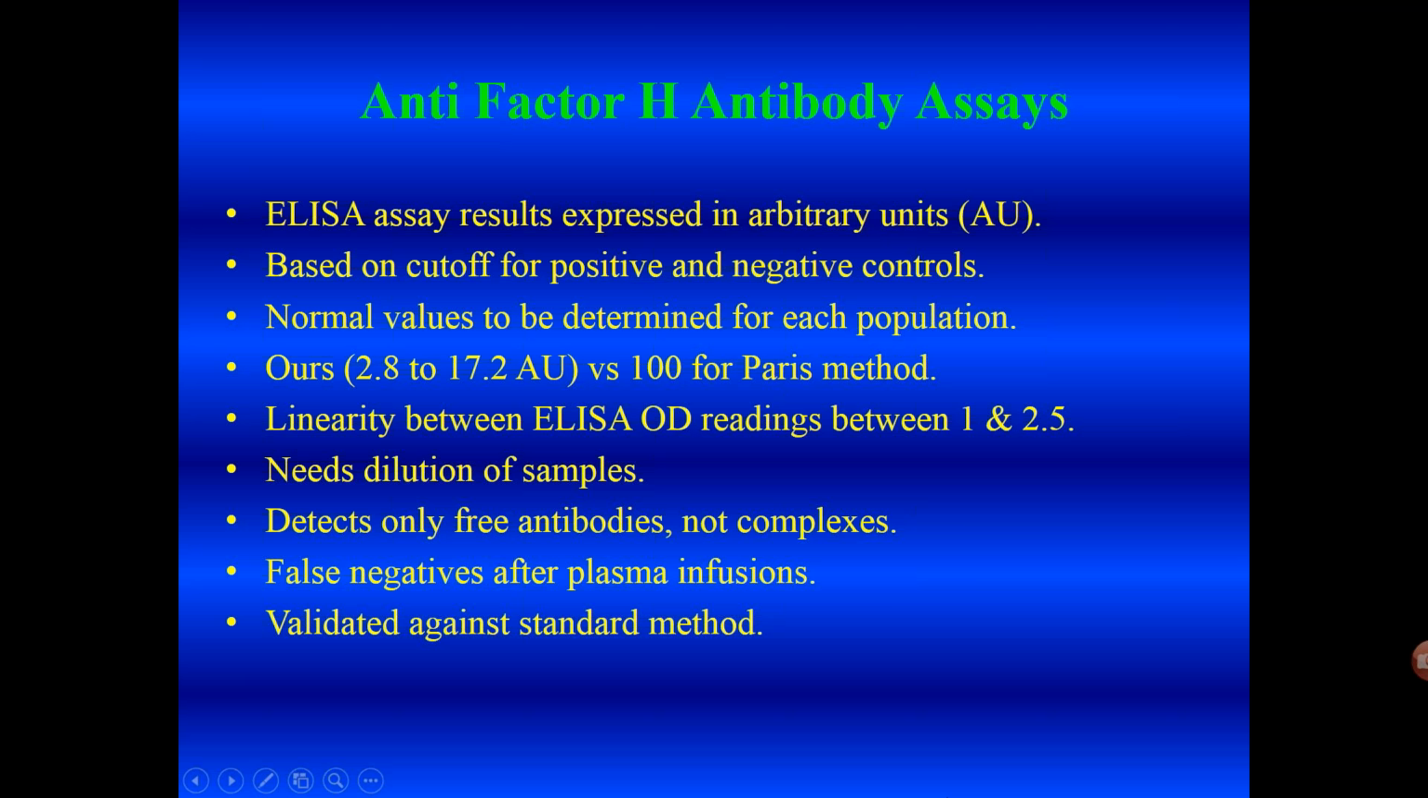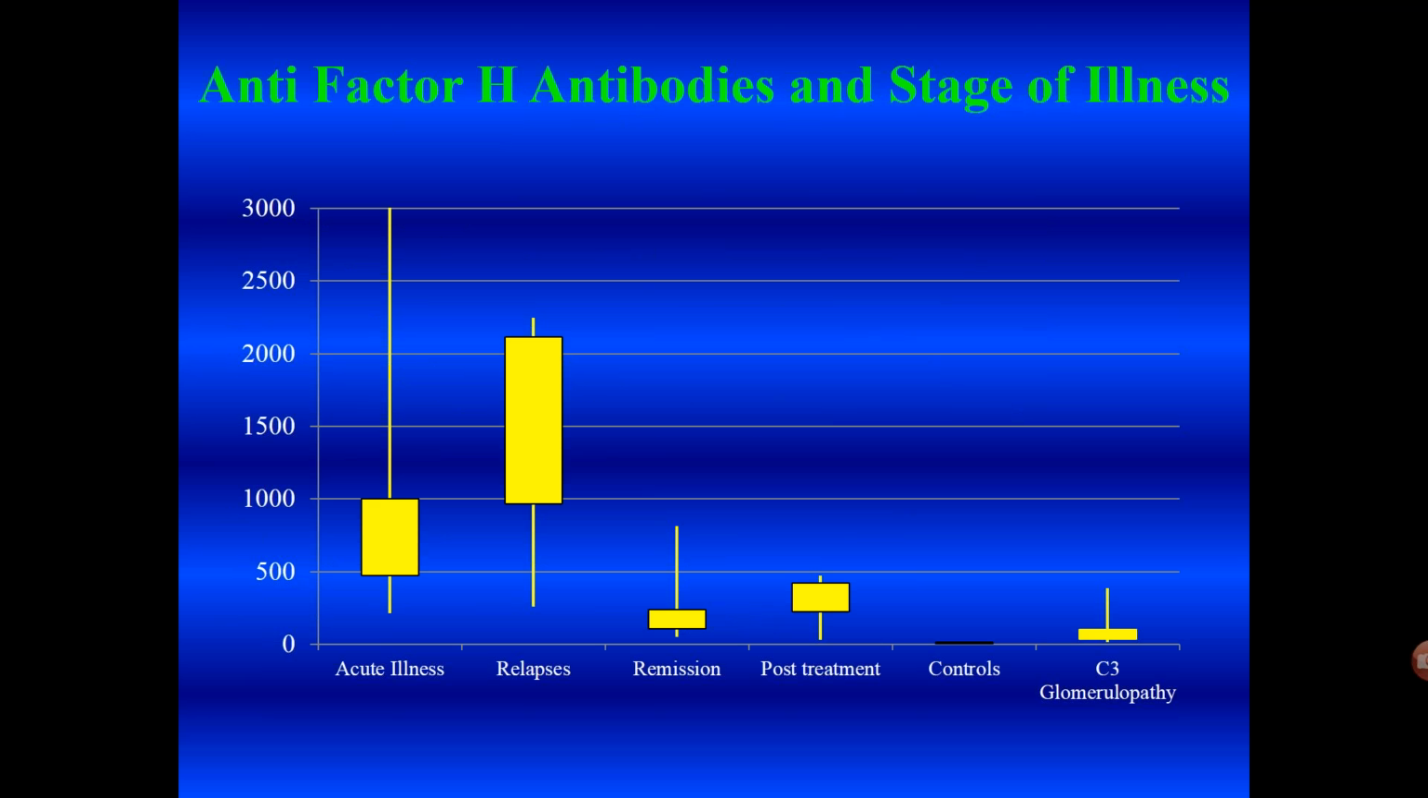And in this situation, what we have been doing is to dissociate it using 4 molar sodium chloride. False negatives will occur naturally after plasma infusion because that supplies factor H, and there is a need for validation against standard methods of commercial ELISAs, and there is a need for standardization of the technique wherever it's being used.